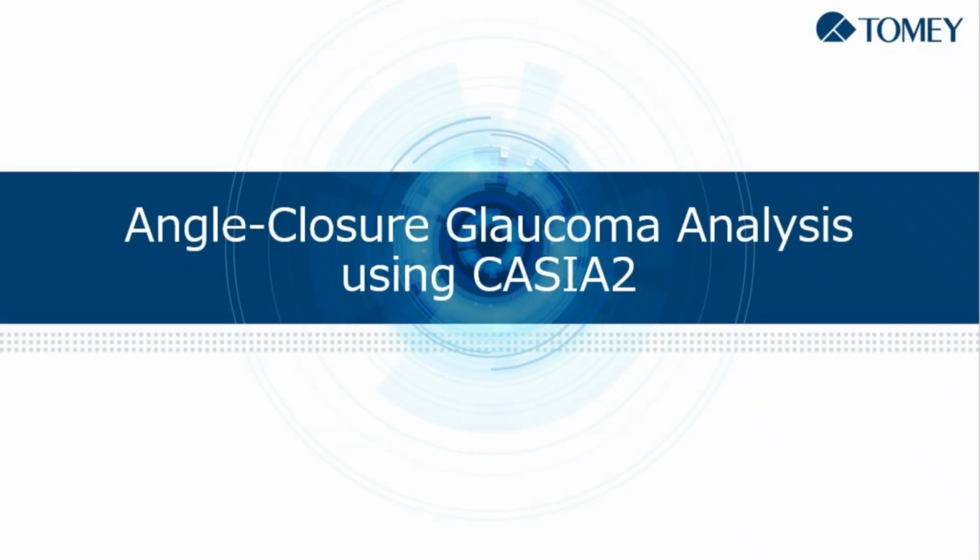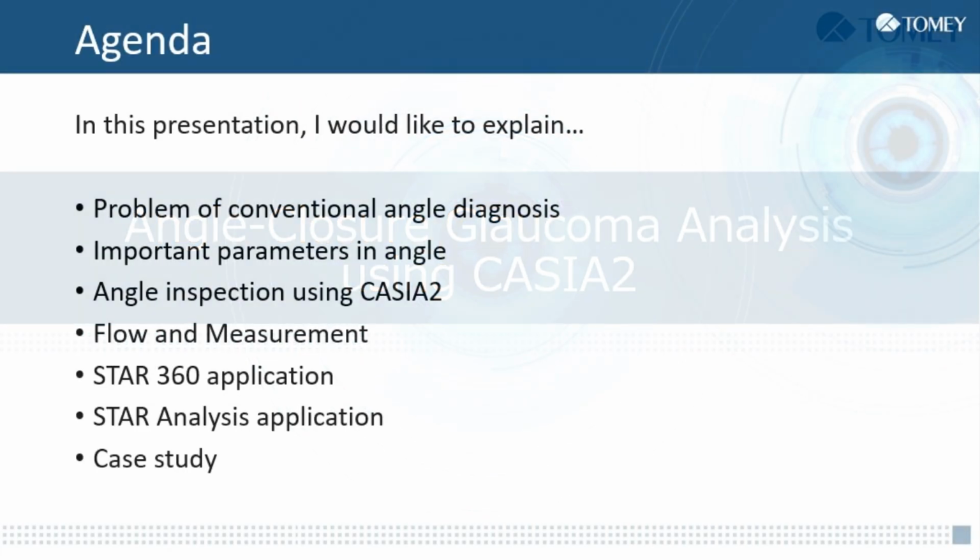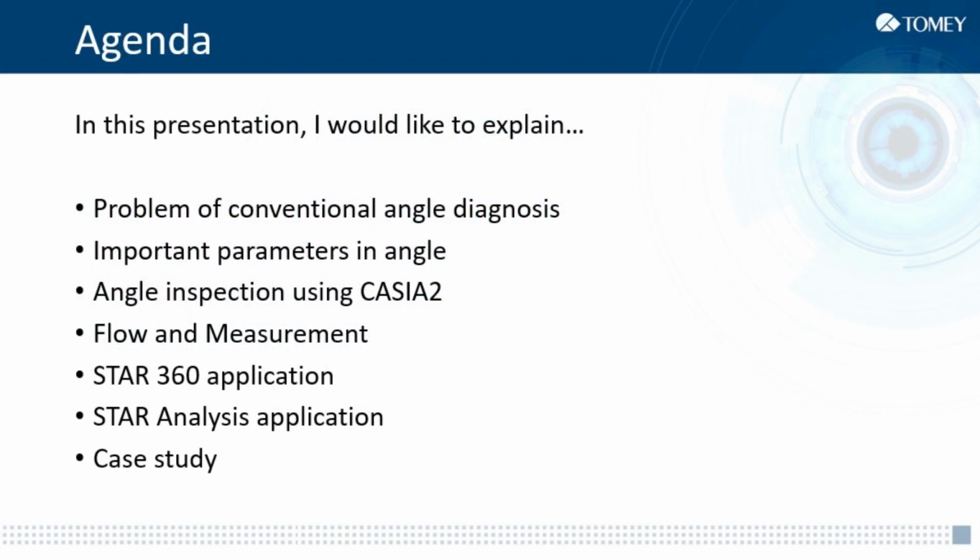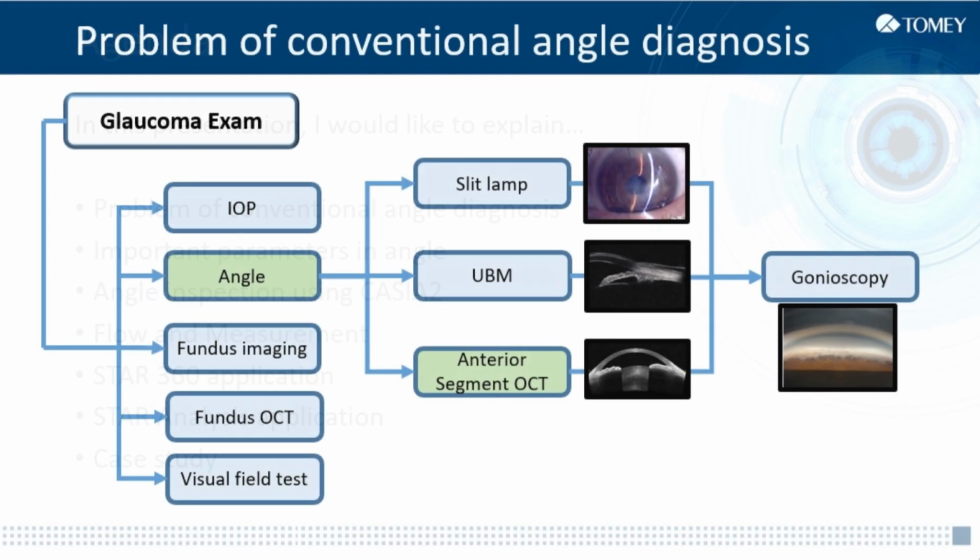I would like to talk about angle closure analysis using CASIA2. Here is the agenda, starting from the conventional angle diagnosis problem, and I will talk about important parameters of the angle, then move to angle analysis procedure or application using CASIA2. So, talking about the glaucoma exam, we will check IOP, fundus image, fundus OCT, visual field test.